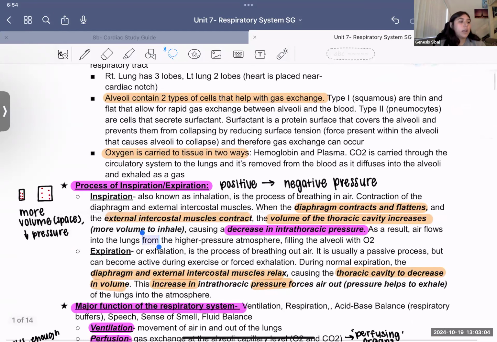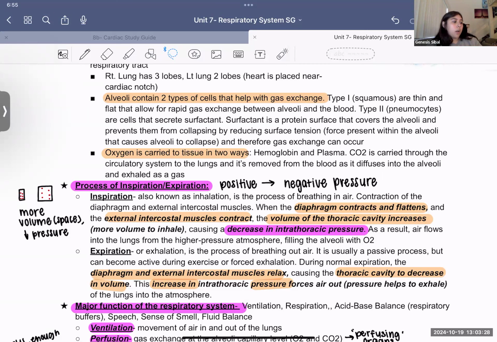In terms of your alveoli, they contain two different types of cells, which helps with gas exchange. We have the type 1, which is your squamous, that basically helps with rapid gas exchange between the blood and the alveoli. And then you have your second ones, which are your pneumocytes, which are in charge of secreting surfactant. And surfactant is what helps to keep the alveoli open so that gas exchange can occur.